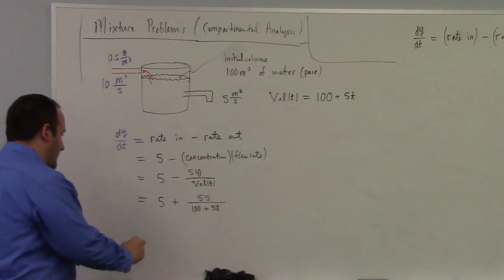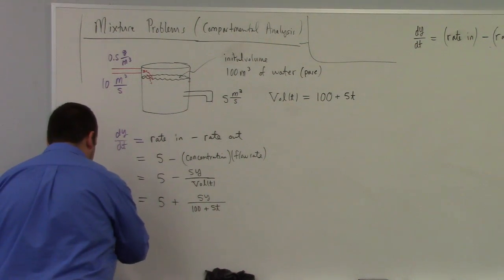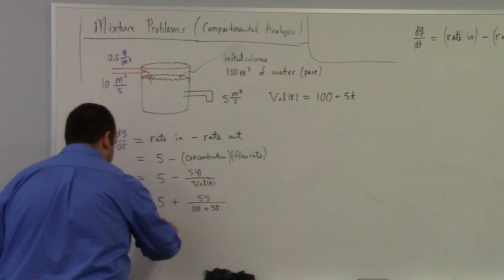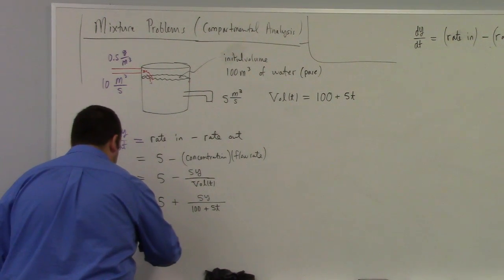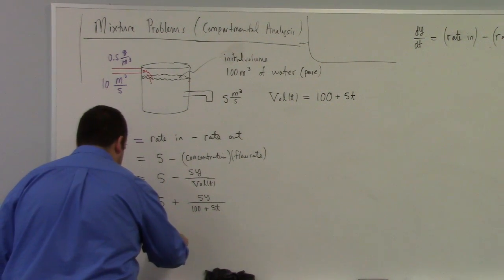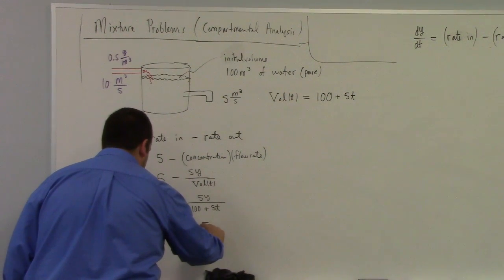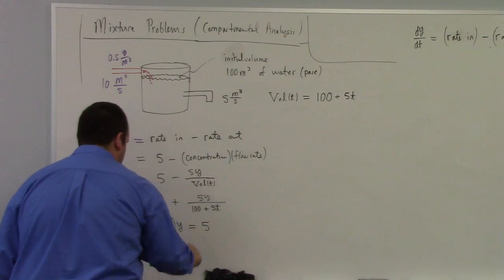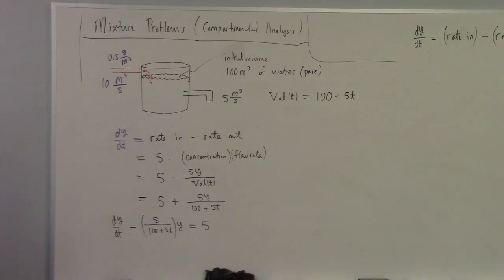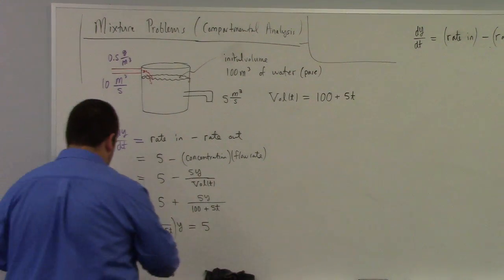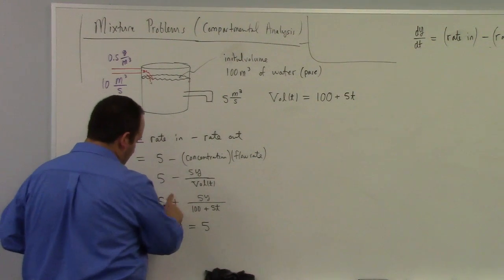And for what it's worth, I think we could still solve this, right? I don't want to, but I think we might be able to, because this is 5 over 100 plus 5t. There's actually hope of solving this without too much trouble, but I'm not going to do it. But you could probably do it. Because it's still a linear first-order differential equation. It's just that now the p is a little bit ugly. Why did it switch to positive?